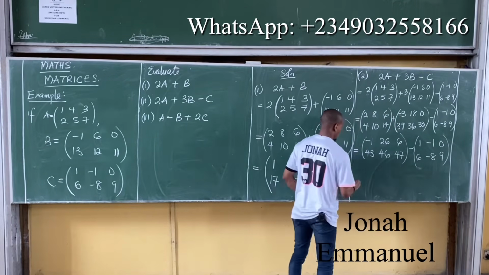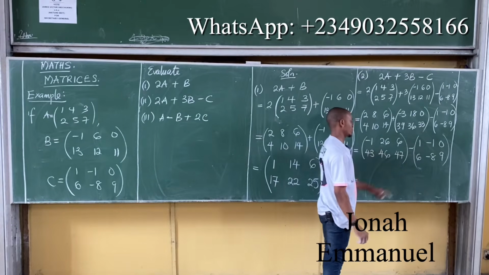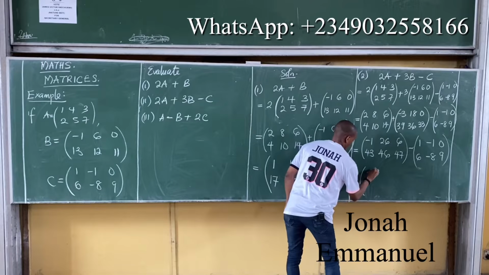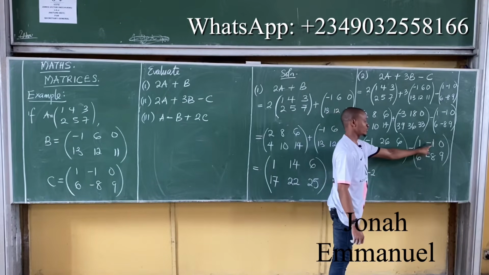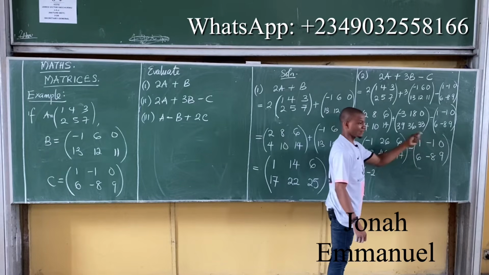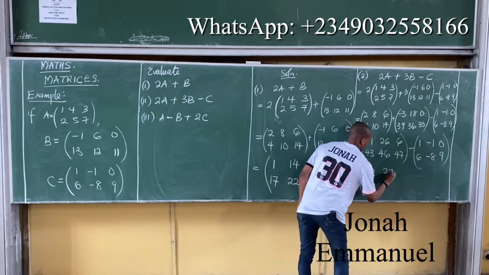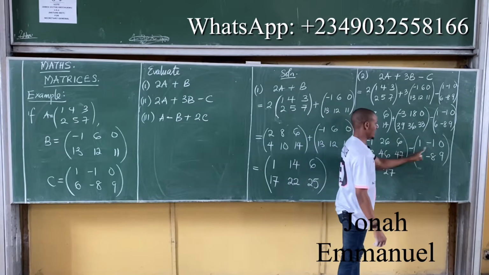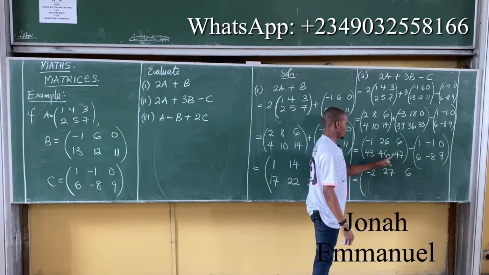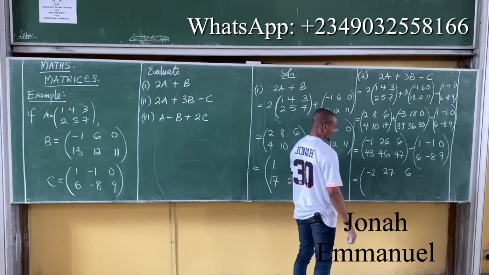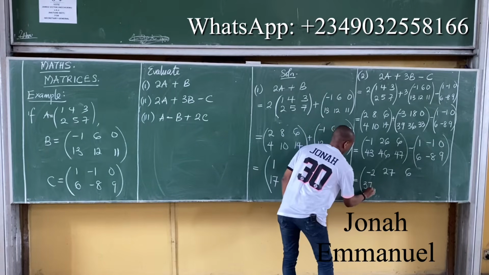Alright, so work this out. This is now equal to minus 1 minus 1, that gives you minus 2. 26 minus minus 1. Minus minus is plus. 26 plus 1 gives you what there? 27. Okay? 6 minus 0 is 6. 43 minus 6. What do you get there? 37.